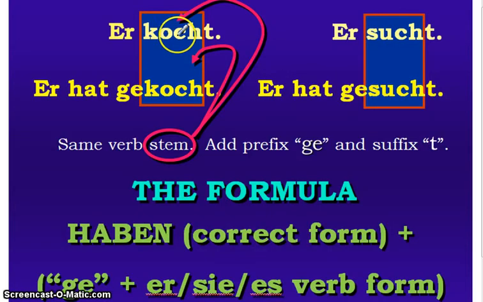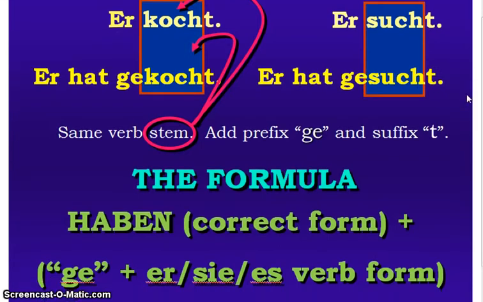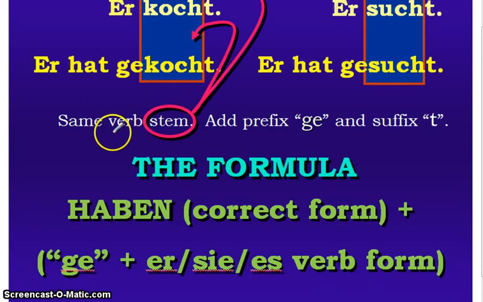Kocht, he cooks. Hat gekocht, he did cook or has cooked. Sucht, hat gesucht. He seeks or searches, hat gesucht. So you'll notice a pattern already established with gesucht, gekocht, gekauft. Basically, you use the same verb stem, and then you add the ge and the suffix t.